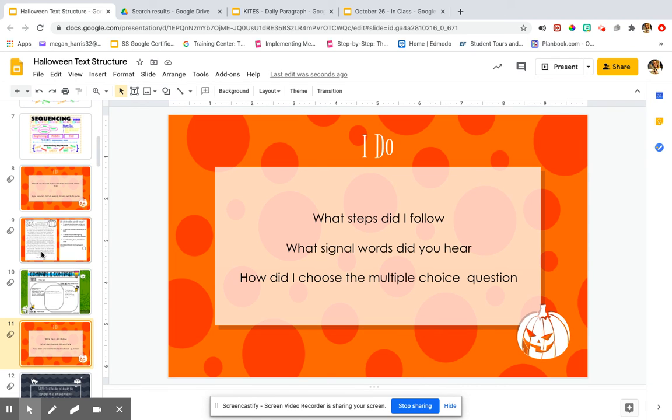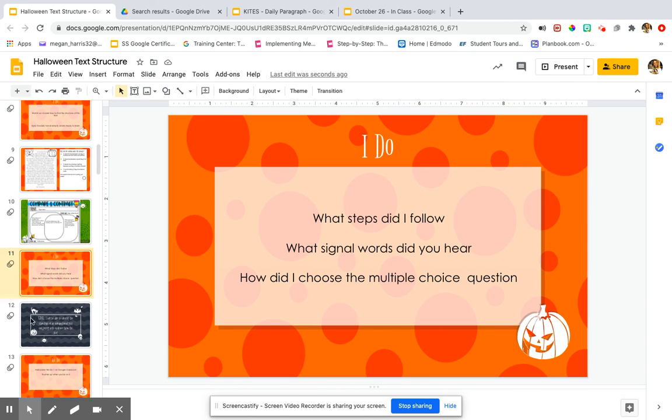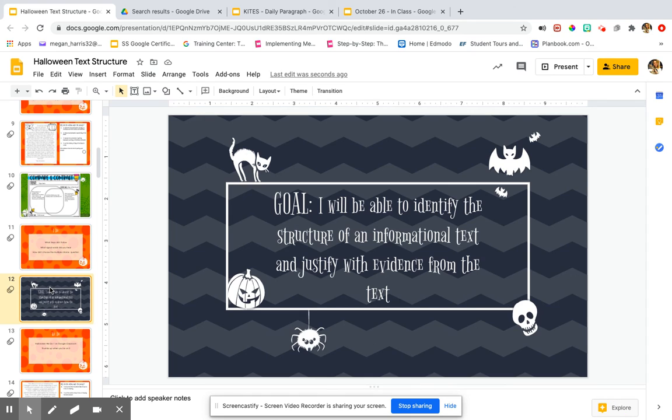And then when I was choosing the multiple choice, I read all of them. I didn't right away circle A. I read all of them, and I also looked for signal words in my multiple choice. And I really thought, what was that passage all about? Still pulling on my main idea. Okay, so remember, kiddos, this is our goal. It says I will be able to identify the structure of an informational text and justify with evidence from the text. All right, kiddos, did I meet this goal?